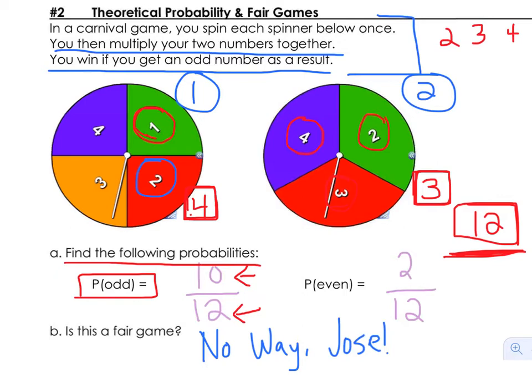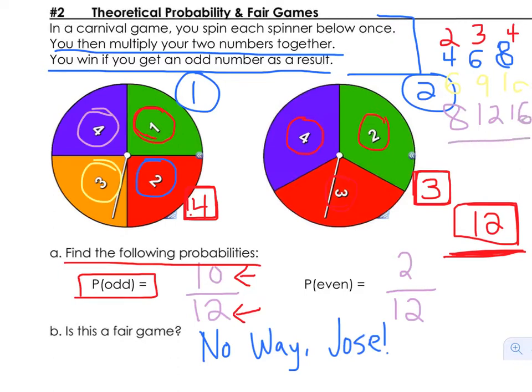2. 2 and 2 is 4. 2 and 3 is 6. 2 and 4 is 8. Moved on to 3. 3 and 2 is 6. 3 and 3 is 9. 3 and 4 is 12. And the last one. 4 and 2 is 8. 4 and 3 is 12. And 4 and 4 is 16. Here are my 12 different outcomes for spinning 2 spinners.